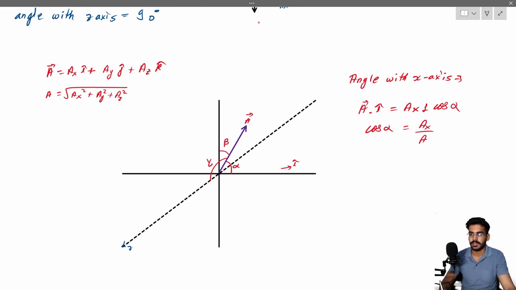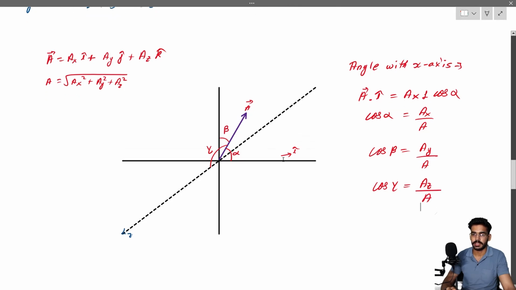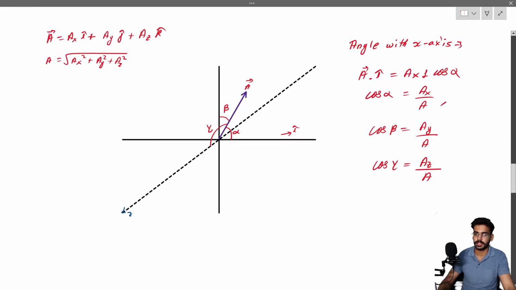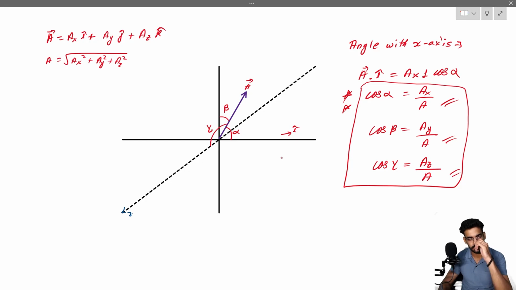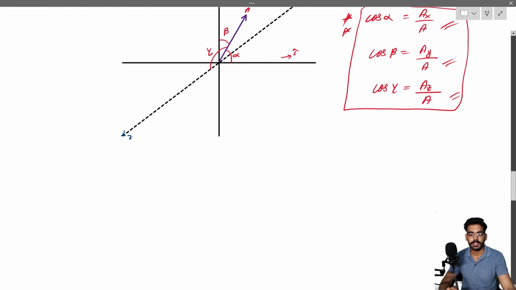Similarly, if I want to find out for y-axis, then cos of beta is going to come the same way, ay divided by a, and cos gamma is going to come az by a, same thing, right? This thing we can write. Okay, and this is very important. You can write the same thing for ax, just replace with j cap, that's all. I hope this is clear.